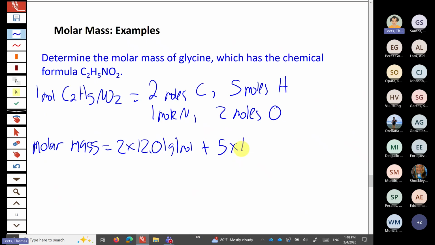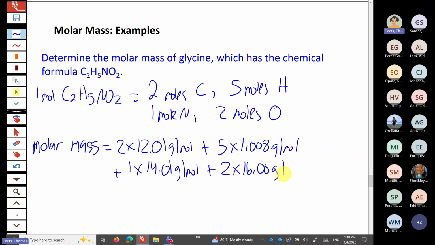in the formula times its atomic mass of 1.008, plus 1 mole of nitrogen in the formula, and its atomic mass is 14.01. Again, the individual atomic masses that I'm giving are all from the periodic table, and then multiplied by the subscript, and then 2 oxygens in the formula with an atomic mass of 16.00 for oxygen.